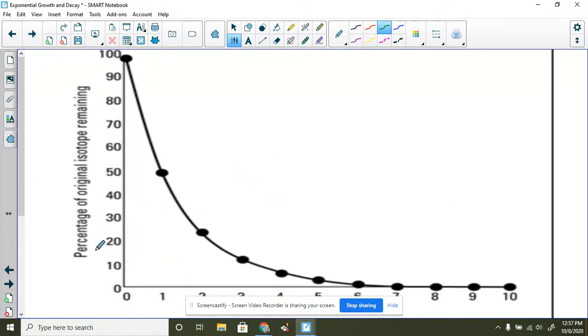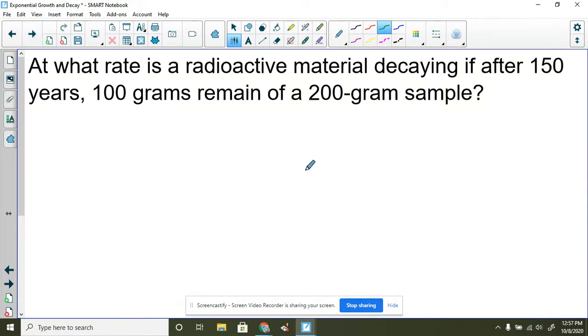A different illustration would look like this. You can see on the y-axis, percentage of original isotope remaining. This is radioactivity. After 0 half-lives, you have 100% of this isotope, whether it's 100 grams, 500 grams, or 1,000,000 grams. You have 50% of that after 1 half-life. After 2 half-lives, my drawing is not perfect, but you're going to have 25% left. So half-life is the amount of time it takes to lose 50% of some amount that you started with.